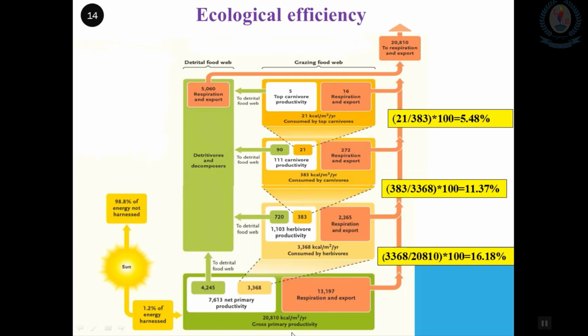Then they use about 2/3 of this energy for respiration, leaving 1/3 of the energy to be included in new plant biomass. So what's the amount which makes it to the next level? It's 3,368 kilocalories. So what's the ecological efficiency? This is how you calculate the ecological efficiency.